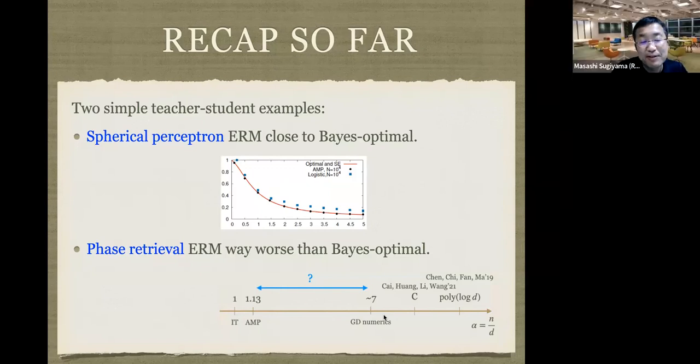I see. I have one more short question. So in the analysis, N and D both tend to infinity, but in practice, of course, they are finite. And you did numerical experiments, and in reality, how big should N and D be?